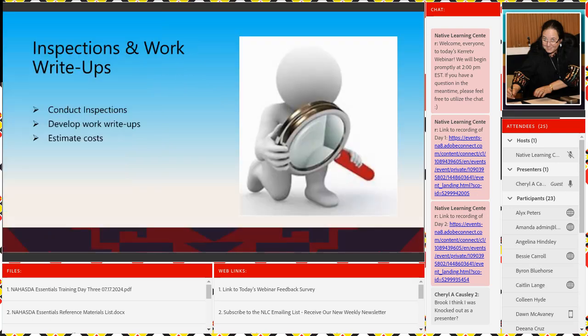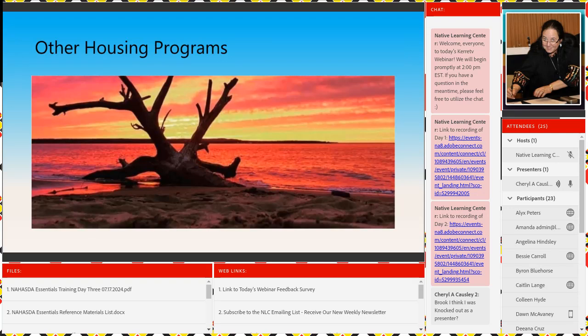Always got to inspect. So your inspection and work write-ups: conduct inspections, develop your work write-ups, and estimate cost. That paper trail is huge when it comes to procurement. Okay, guys, HUD will be there. Make sure that you've got good documentation.